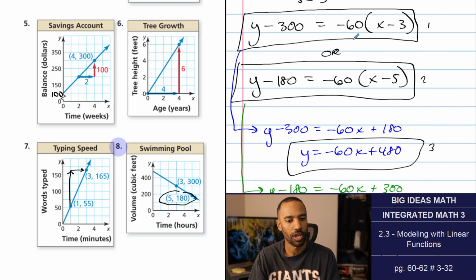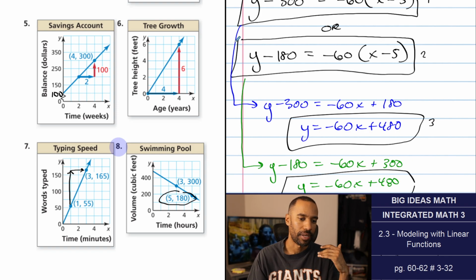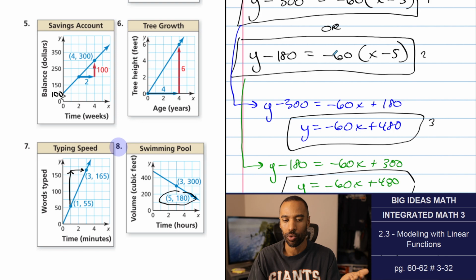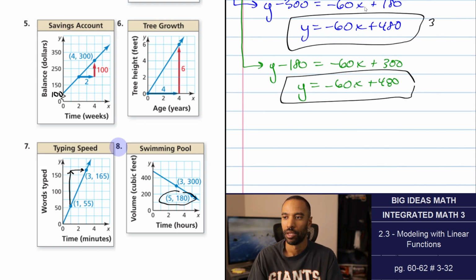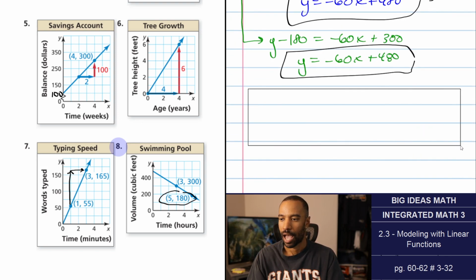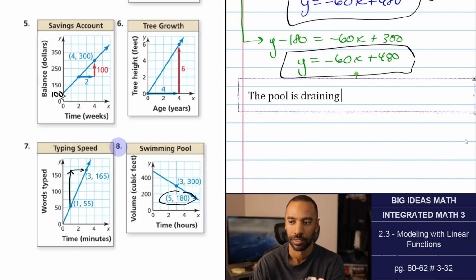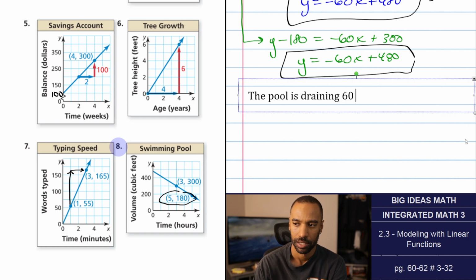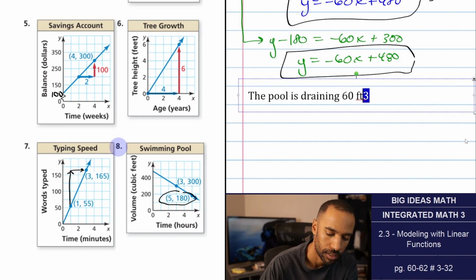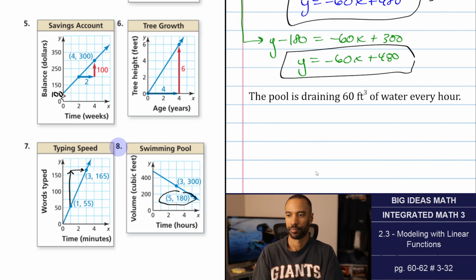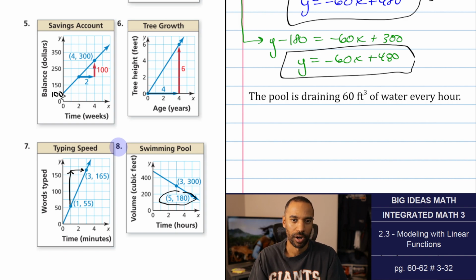We still have to interpret the slope, which is saying how many cubic feet of pool water is being lost per hour, which is, I guess, draining. The pool is draining 60 cubic feet of water every hour, or losing, or whatever you want to say. All right, that's numbers 3 through 8.